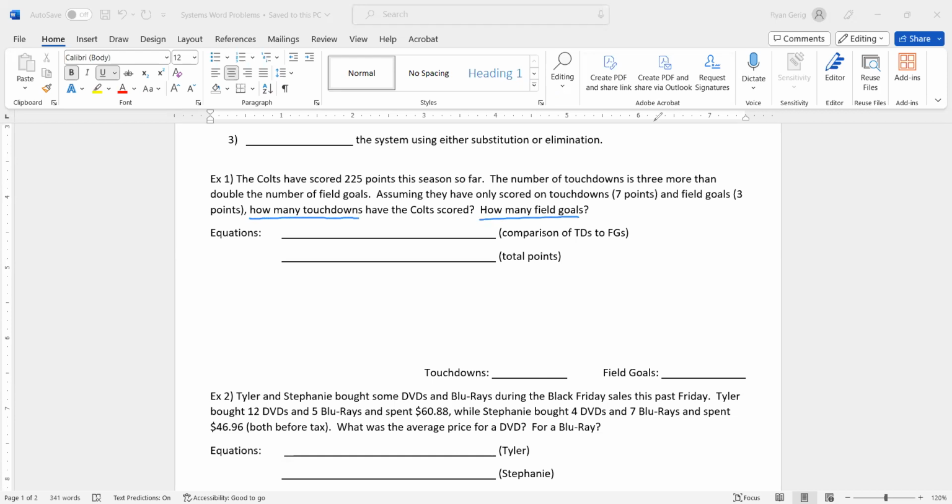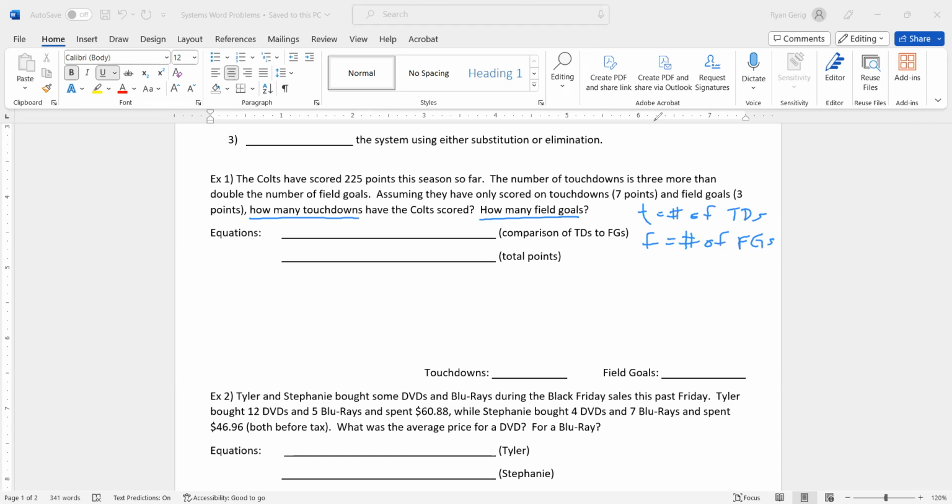All right, so I'll just use T and F. You could use X and Y. I'll say T is number of touchdowns, and we'll say F is number of field goals. All right, so now we want to write 2 equations.